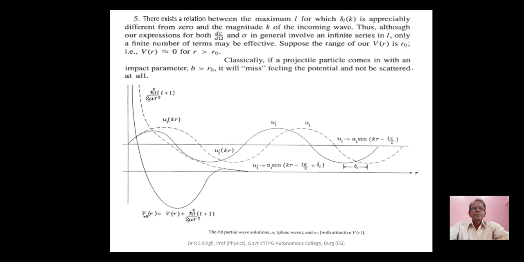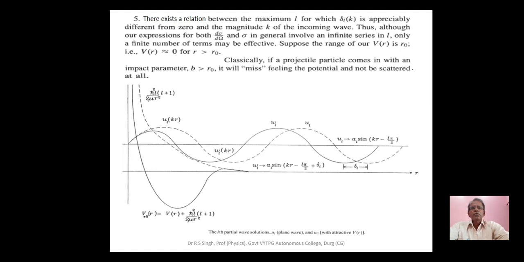There exists a relation between the maximum l for which delta_l is appreciably different from 0 and the magnitude of k of the incoming wave. Thus, although our expressions for both d sigma upon d omega and sigma in general involve an infinite series in l, only a finite number of terms may be effective. Classically, if a projectile particle comes in with an impact parameter b greater than r0, it will miss feeling the potential and will not be scattered at all.